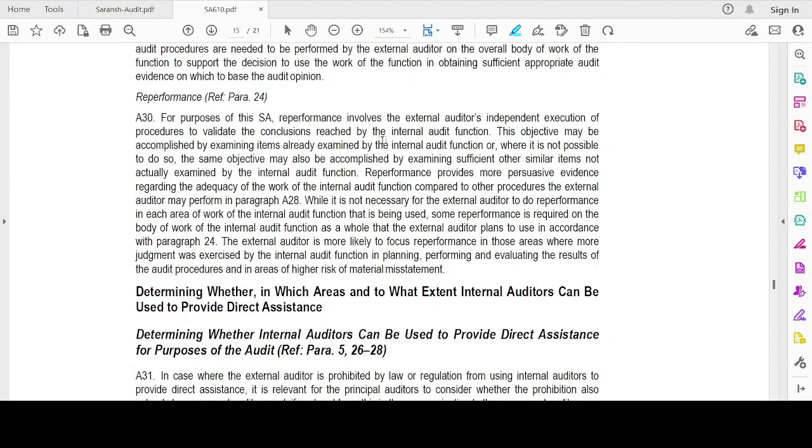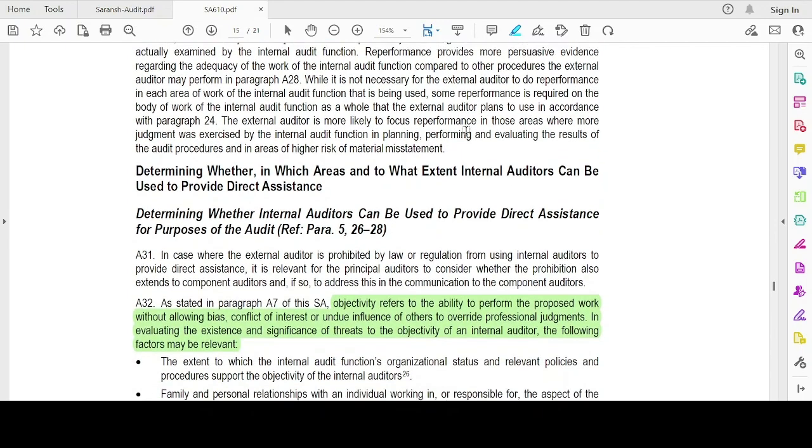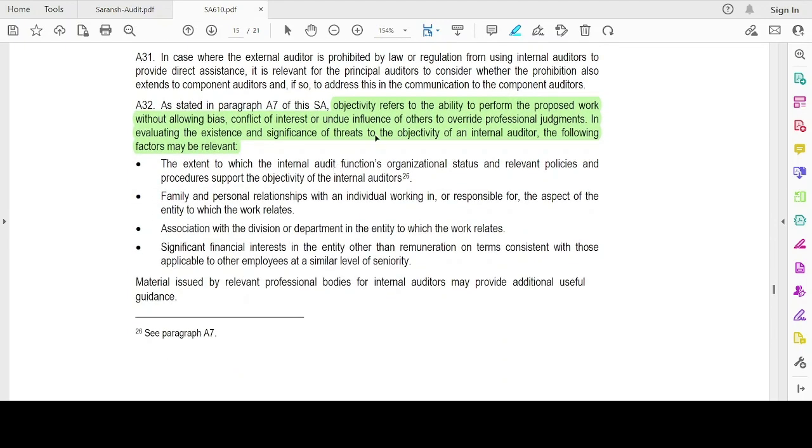Then reperformance. Reperformance involves the external auditor's independent execution of procedures to validate the conclusions reached by the internal audit function. There could be some calculations. I could reperform them so that I am quite comfortable with the conclusions reached.